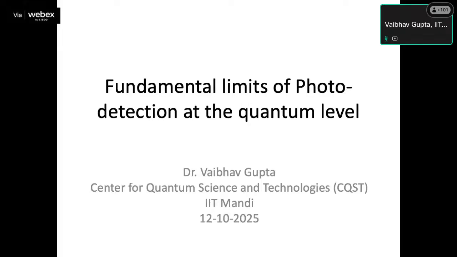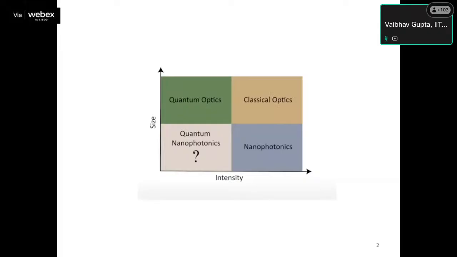And today's topic is about fundamental limits of photo detection at quantum level. So let me first give you a brief introduction about quantum. I hope you remember we all have studied classical optics, and on the y-axis we have size, and on the x-axis we have intensity. So classical optics is a subject which has bigger sizes and higher intensity. For example, the lenses we use generally come into the classical optics domain.